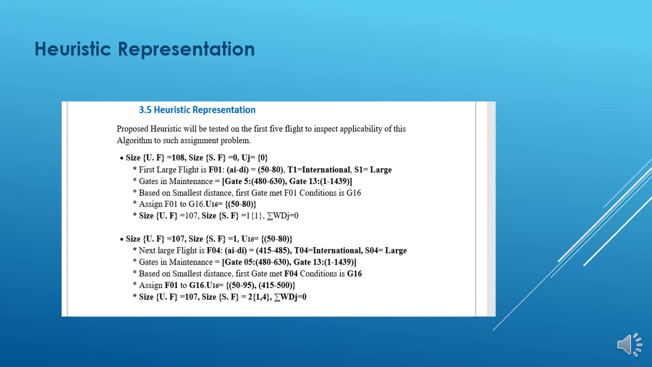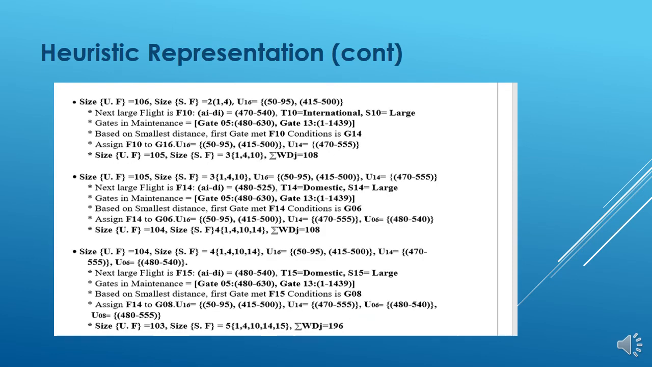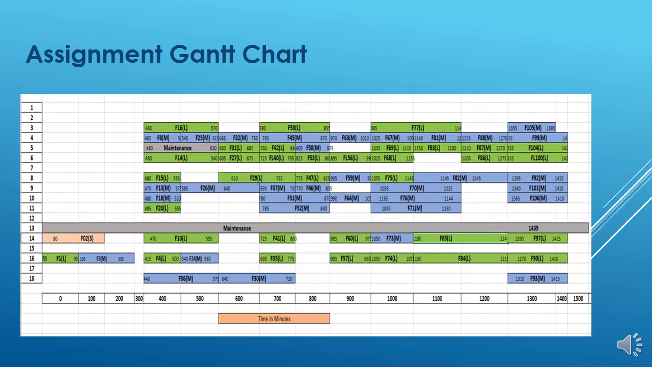And we'll keep doing the same with the next large flight, flight 4, and we'll record the arrival and departure time of this flight, and we will go with these trials one by one. And this is another 3 trials of this presentation of this heuristic. And we come up here now. We complete the heuristic by using a Gantt chart on Excel.